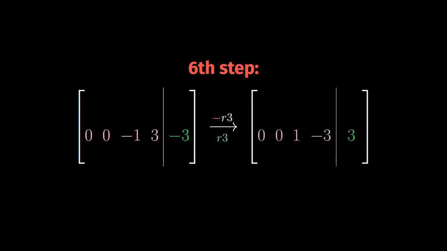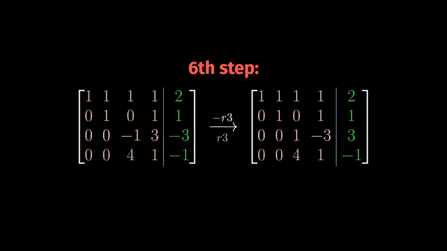In the following step, we want to eliminate the number minus 1. We want to make it 1. This is why we just multiply the third row by minus 1. And this is very simple. We obtain the matrix where the third line is given by 0, 0, 1, minus 3, 3. And we copy all the other lines.